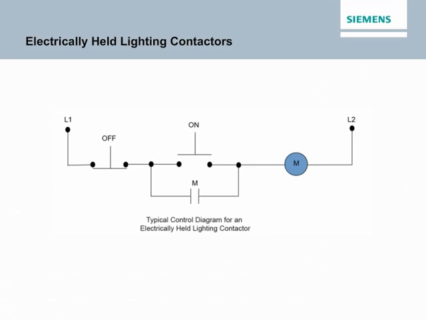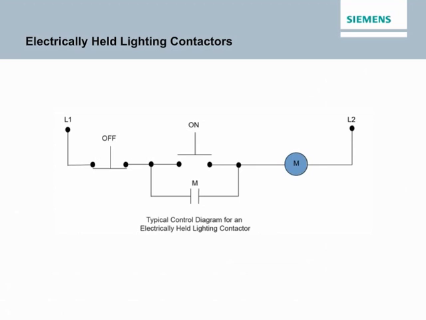Unlike a starter contactor, however, a lighting contactor is designed for lighting and resistive heating loads rather than motor loads. Electrically held lighting contactors have the same operating principles as the magnetic contactors covered earlier in the course. Therefore, the control circuit for an electrically held lighting contactor, as shown in the accompanying graphic, can be similar to the start-stop circuit for a motor starter.